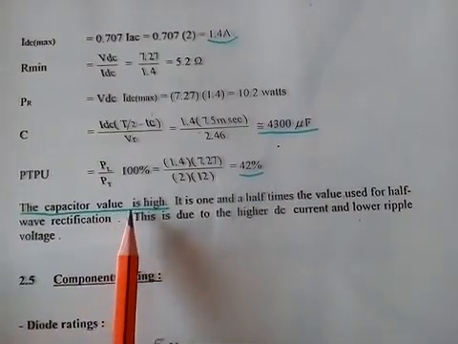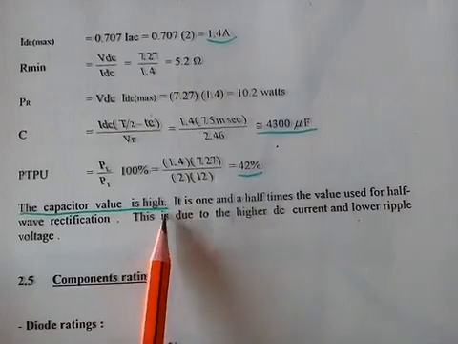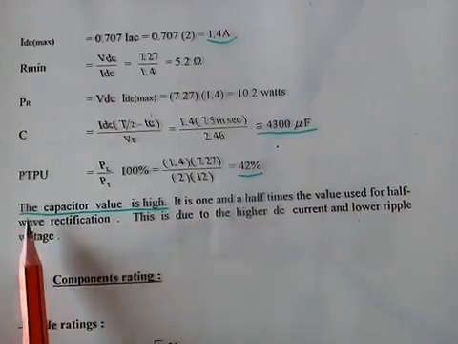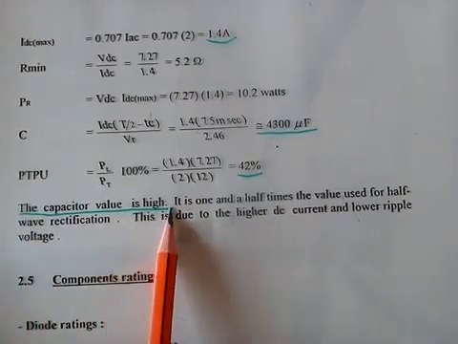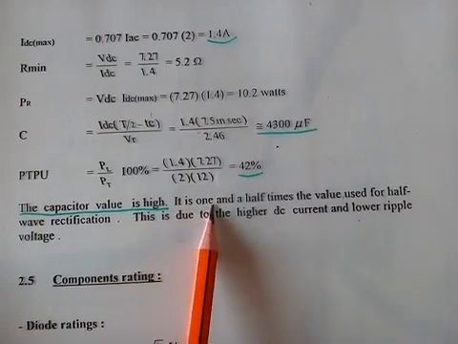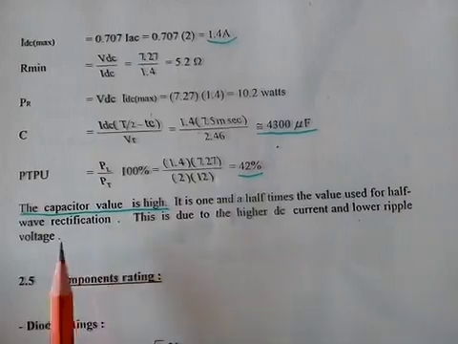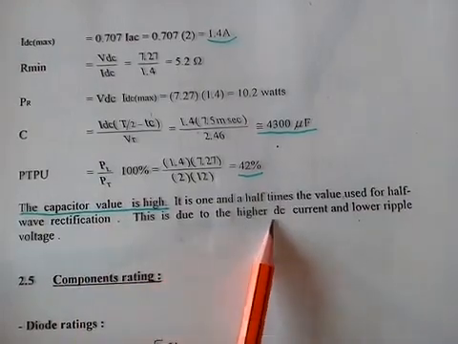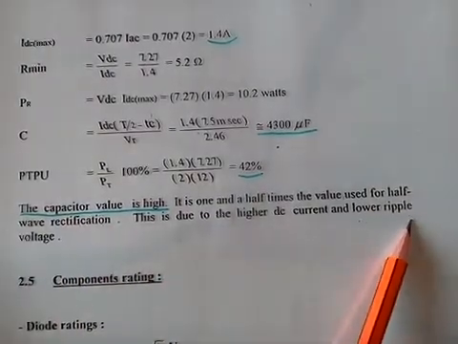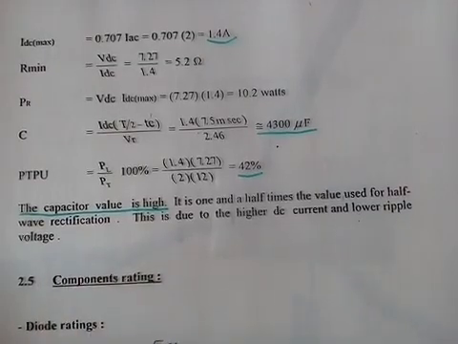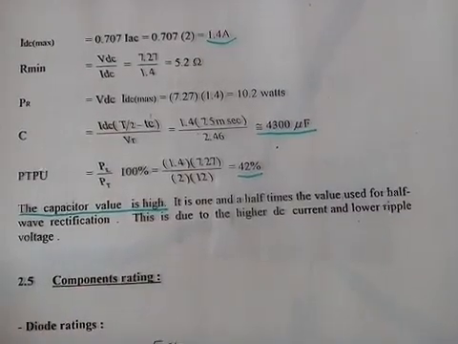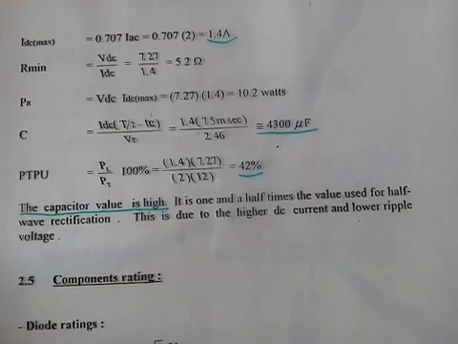So the capacitor value is high for this type of power supply, for this type of configuration. It is 1.5 times that value used for the half-wave rectification. This is due to the higher DC current and lower ripple voltage. That's why we have a 4300 microfarad cap in there.